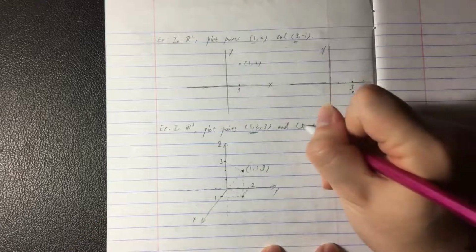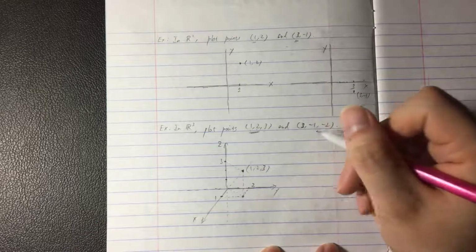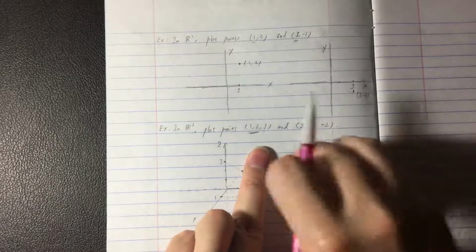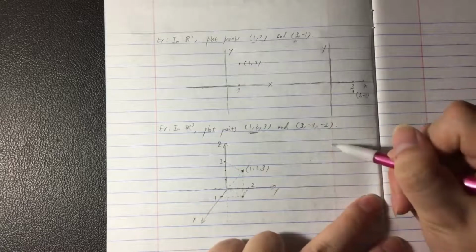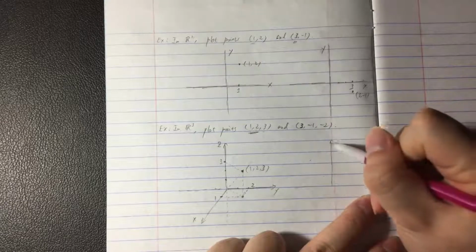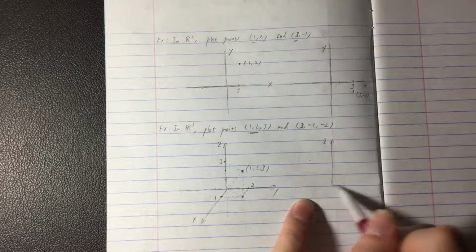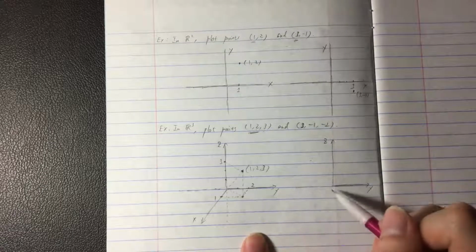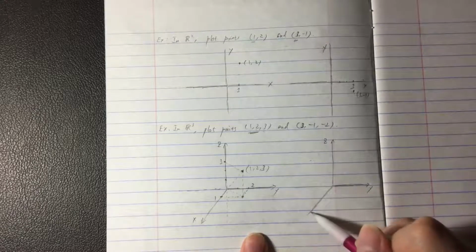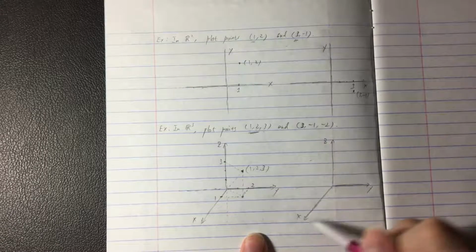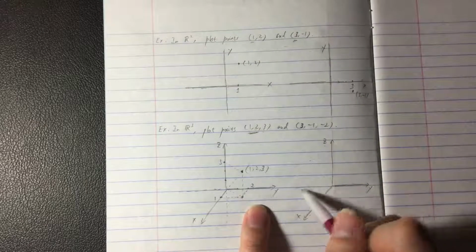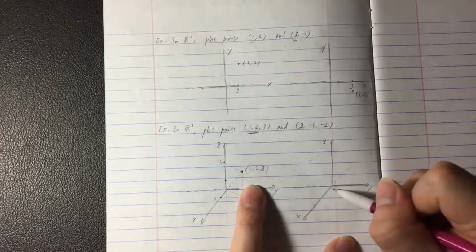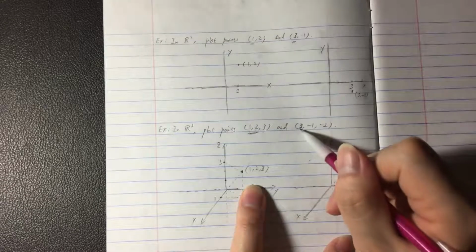How do we plot the other point? 3, -1, -2. Let's do the same thing. Draw the coordinate plane first. That's the positive z-axis. That's the positive y-axis. That's the positive x-axis. That's the negative y-axis. That's the negative x-axis. That's the negative z-axis.